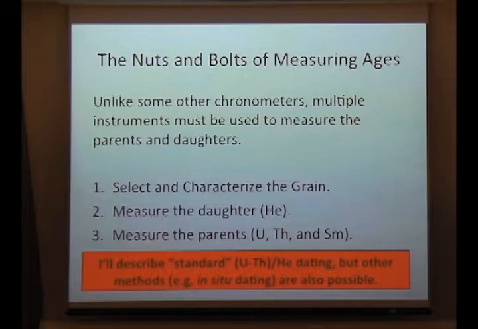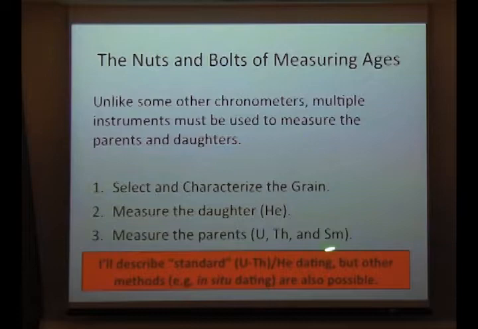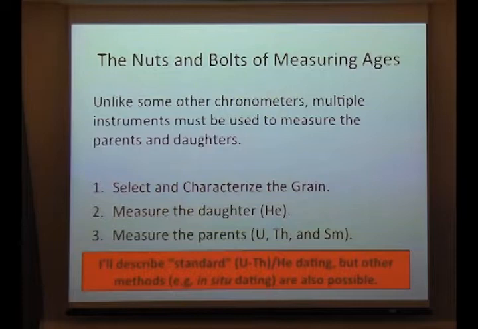So what I'm going to go through is how, first, the first step of dating, which is selecting and characterizing the grain that you want to date. Again, we typically do single crystal dating for most of our work. We then measure the daughter product, which is the helium, and I'll show you how we do that. And then we have to use a separate device to measure the parents of the decay system, uranium, thorium, and samarium. And once we have the information from characterizing the grain, the amount of daughter product, the amount of parents, we can then calculate a date, and then we can spend the rest of your graduate career trying to understand what these dates mean.